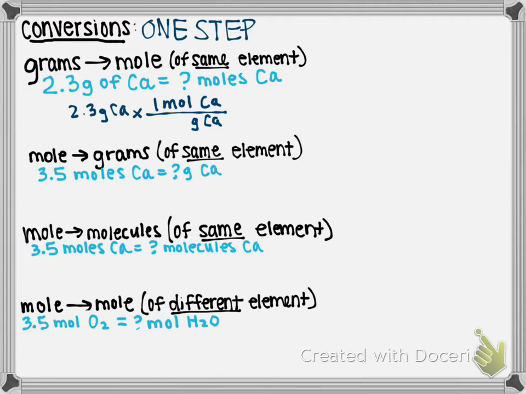Mass of Ca is 40.1. So you do your quick conversion, 2.3 times 1 divided by 40.1. And it's 0.057, which would be the correct answer with the correct number of sig figs. And your unit is mole Ca.